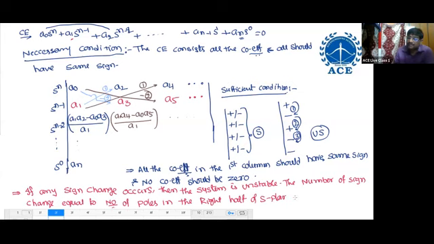So if all the coefficients in the first column have the same sign and no coefficient is 0, then we can say the system is stable. This is the condition for stability. If any sign change occurs, then the system is unstable. The number of sign changes is equal to the number of poles in the right of the S plane. Okay?